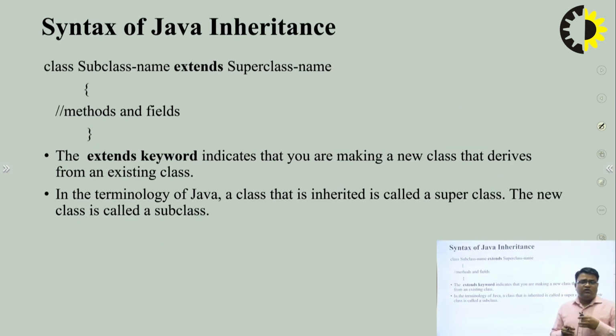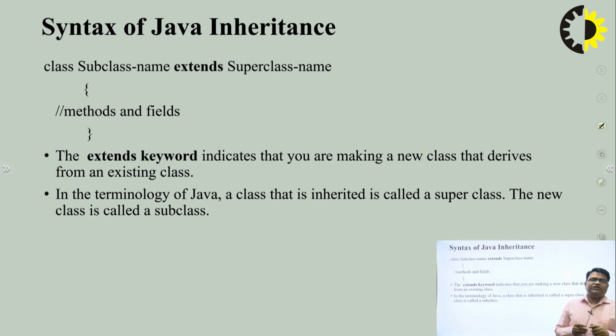Now the syntax: how to make programs, how to achieve inheritance in a program. This is the basic syntax. We use the extends keyword for achieving inheritance. Before the extends keyword is the subclass, and after the extends keyword, on the right hand side, is the name of the superclass. In the body, the subclass adds its unique properties, that means methods and variables.